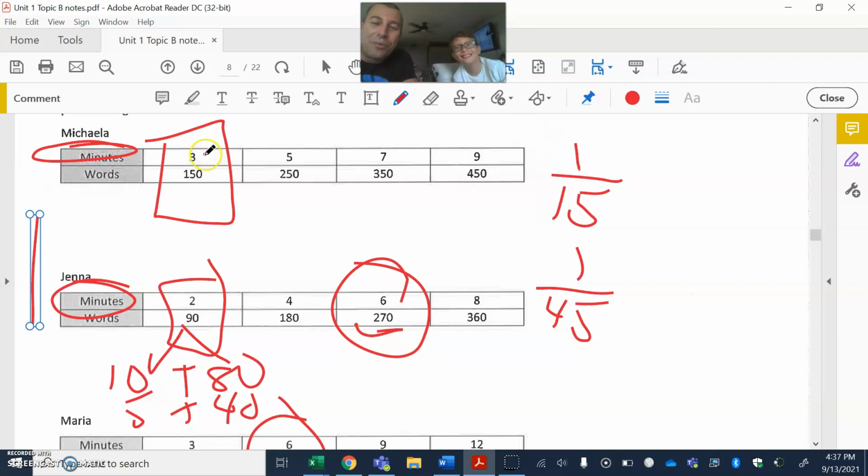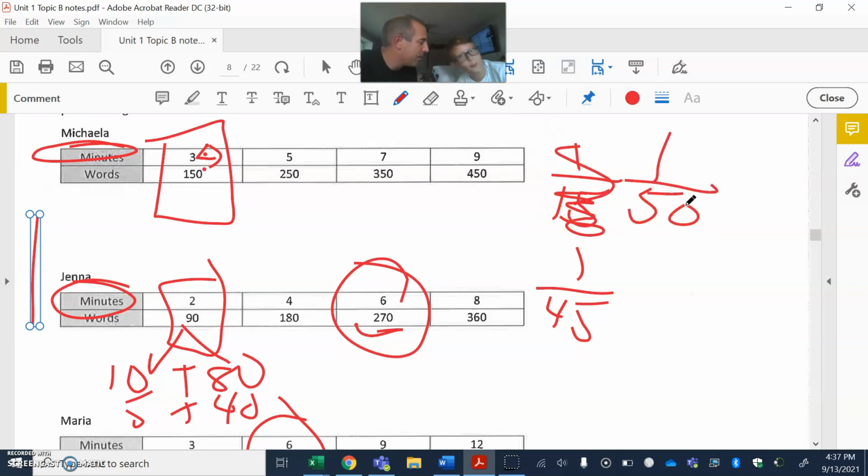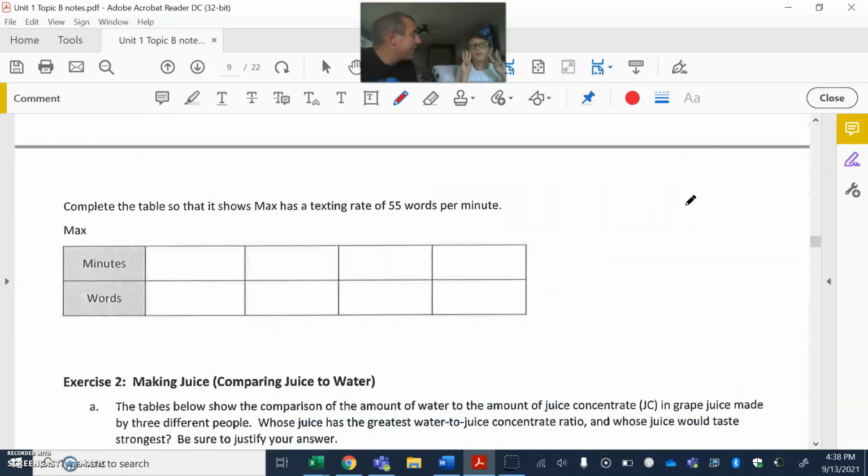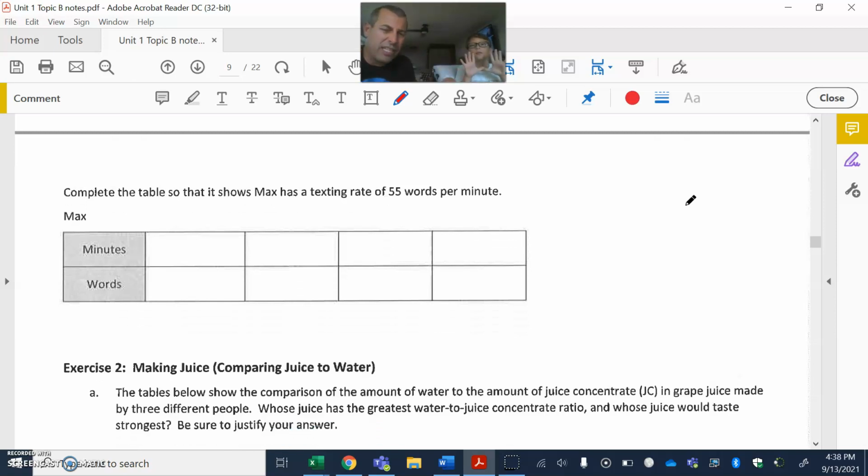If we divide the 3 by a 3, all right, we do get the 1. If we do 15 divided by 3, we get a 5. So it's not 15. It should be a 50 that's there. I'll take the blame for that. So now we can compare that. Michaela, in her 1 minute, she's actually getting 50 words, and so she is faster. So again, we can make comparisons by just finding numbers in the table, or we're going to have to divide and simplify.